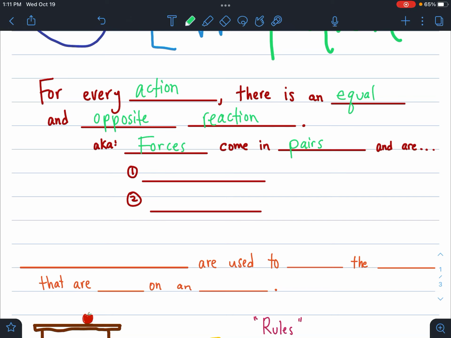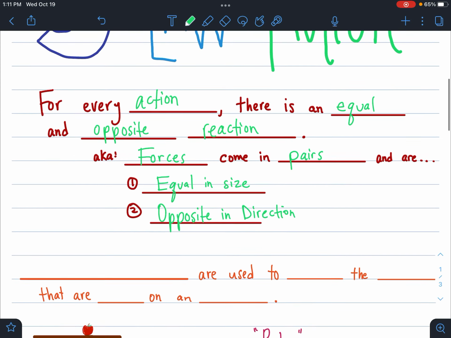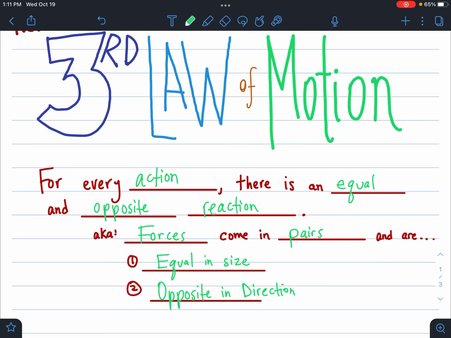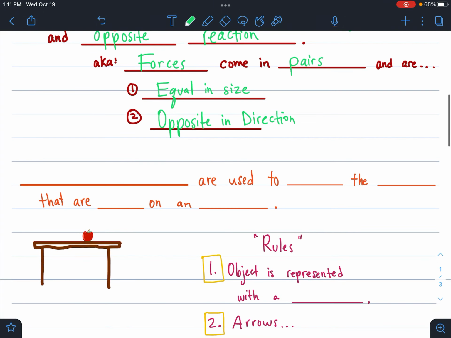It's up there in that definition, but we'll go ahead and write them here to really emphasize the fact that they are going to be equal. They're going to be equal in size. The harder you push on the wall, the more you feel it on your hand. If you try to karate chop the wall, you're really going to feel it on your hand. So it's equal in size and opposite in direction. Even though you are applying force to the wall, the wall is applying force in the opposite direction back onto your hand. So that's just a simple example there. To understand Newton's third law of motion, we have to understand the fact that for every action, there is an equal and opposite reaction, or forces come in pairs.